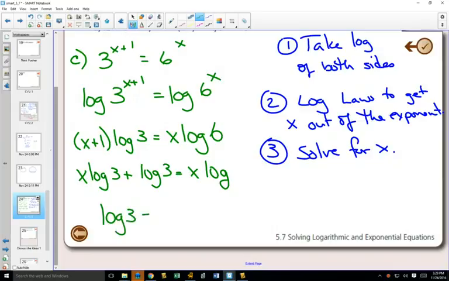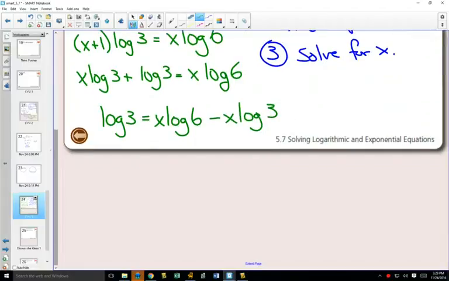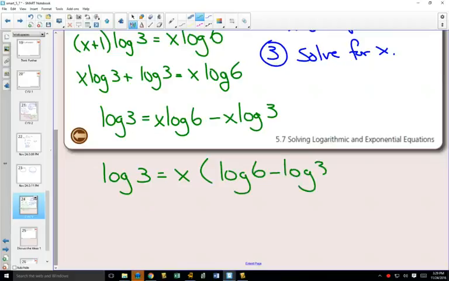I'm going to subtract, forgot the 6. I'm going to subtract the x log 3 on both sides. That gets my x's on the same side. And in order to get a single x, since there's an x in common in both of those, you can factor it out. And then once it's factored out, divide both sides.